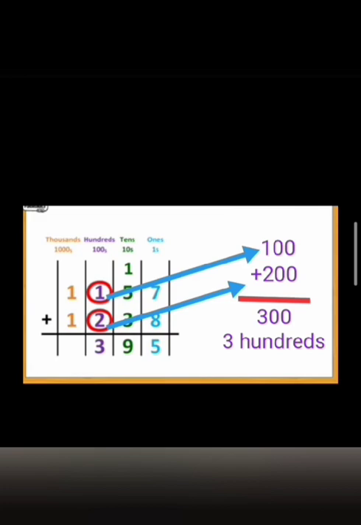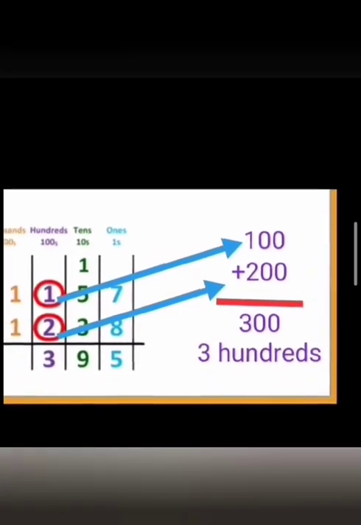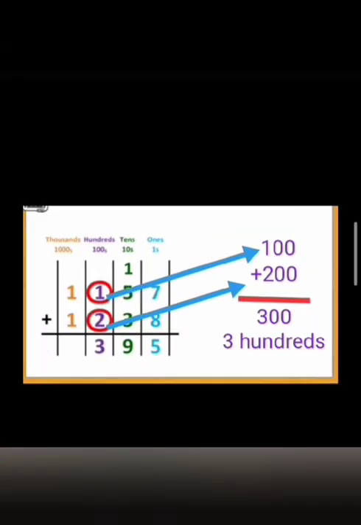Look at the hundreds column now. We have here 1 and 2. Value of 1 will be 100 and value of 2 will be 200. So 100 plus 200 will be written as 300 while addition. But in the hundreds column, we will write only 3 because we are already writing it under the correct place value. We will write 3 only because 3 is at hundreds place.